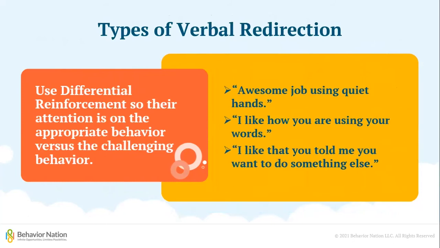You can also use what's known as differential reinforcement, so their attention is on the appropriate behavior versus the challenging behavior. So you can say something like, "Awesome job using quiet hands," for a learner who throws or hits peers. Or you can say, "I like how you're using your words." Another thing you can say is, "I like that you told me you wanted to do something else." In these examples, the learner's attention is on the appropriate behavior versus the challenging behavior.